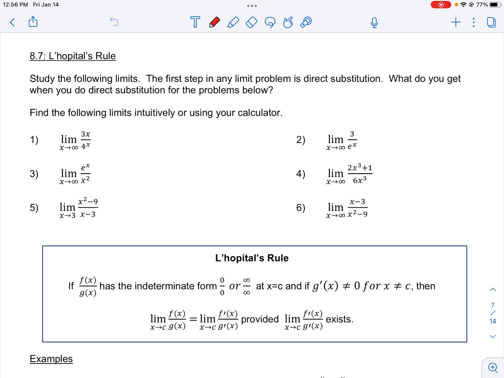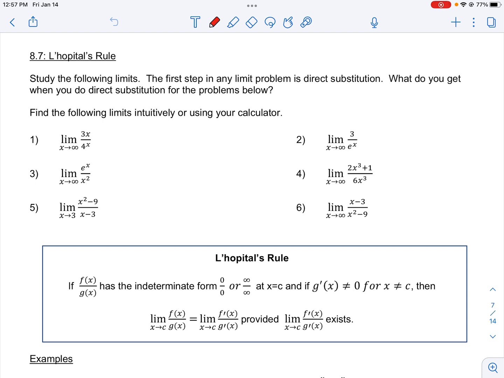Okay, in this section, we're going to learn another way to take limits. So typically when we have taken limits, we do a substitution to start, and if we get to a number, we're done. But when we end up with a 0 over 0 or infinity over infinity, those are called indeterminate forms, and that's when we have to do something else, like maybe look at the graph or factor, things like that.